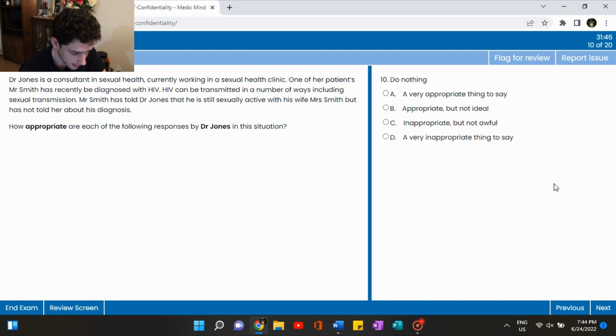So this is the third scenario. Dr. Jones is a consultant in sexual health, currently working in a sexual health clinic. One of her patients, Mr. Smith, has recently been diagnosed with HIV. HIV can be transmitted in a number of ways, including sexual transmission. Mr. Smith has told Dr. Jones that he is still sexually active with his wife, Mrs. Smith, but has not told her about his diagnosis. So how appropriate are each of the following responses by Dr. Jones in this situation? Alright, so do nothing.